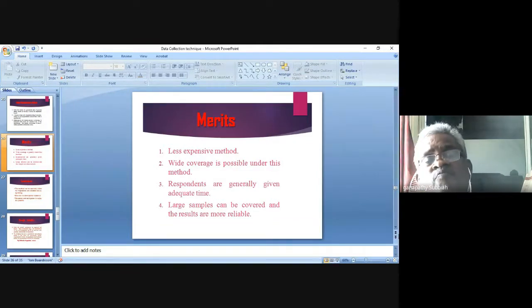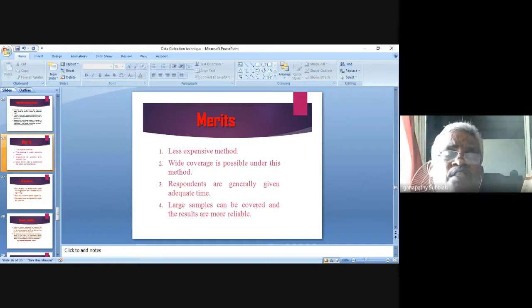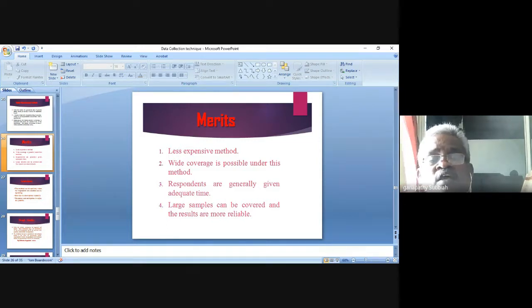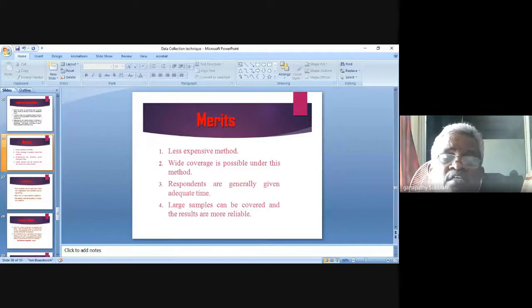Under the mailed questionnaire method, wide coverage is possible. The respondents are generally given adequate time to fill up the questionnaires. Sufficient time is taken by the respondents under the mailed questionnaire method. Large samples can be covered and the results are more reliable through the mailed questionnaire method.